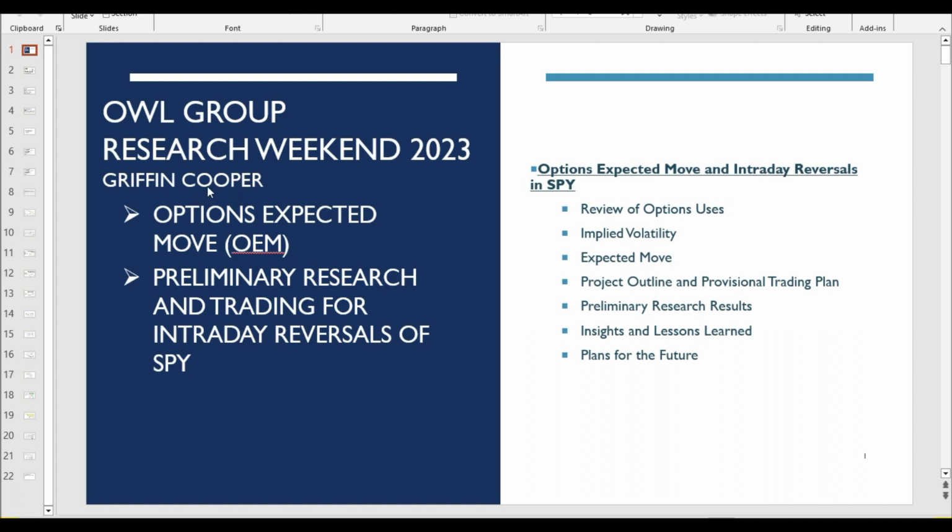Griffin Cooper here, and this topic is going to be about options expected move, also known as OEM, and the preliminary research and trading for intraday reversals of SPY using the options expected move. Just as a quick precursor, we're going to review the uses of options, implied volatility, what the expected move is, the outline of the project, a provisional trading plan we've been using, our preliminary research results, some insights and lessons learned, as well as plans for the future.